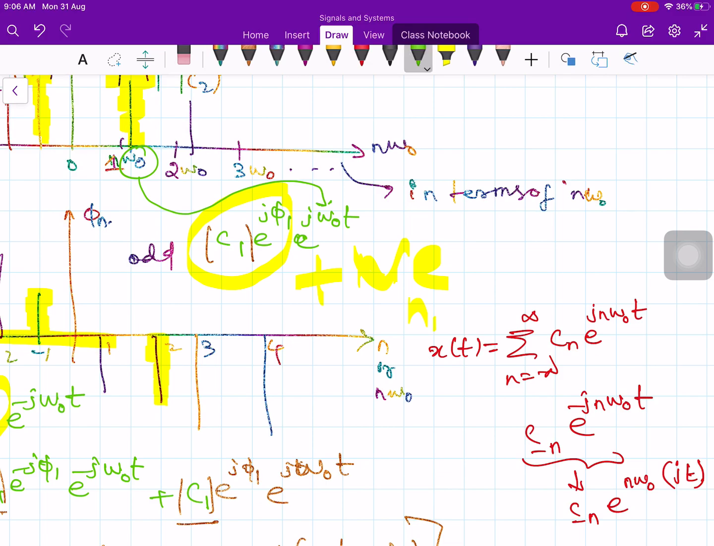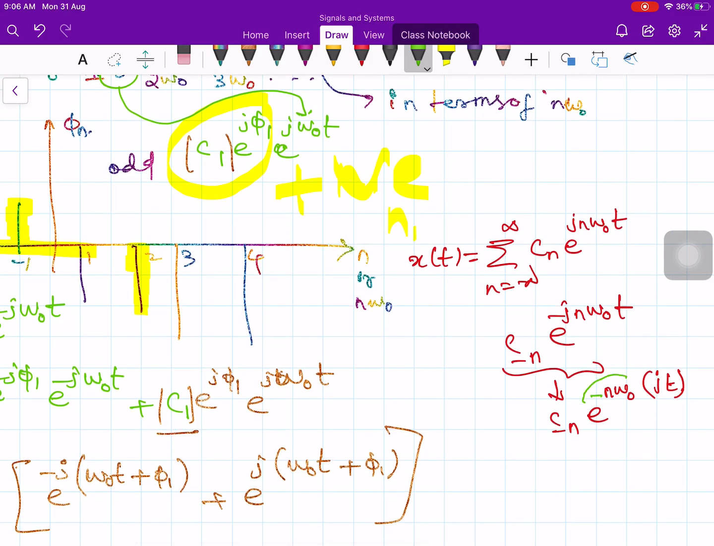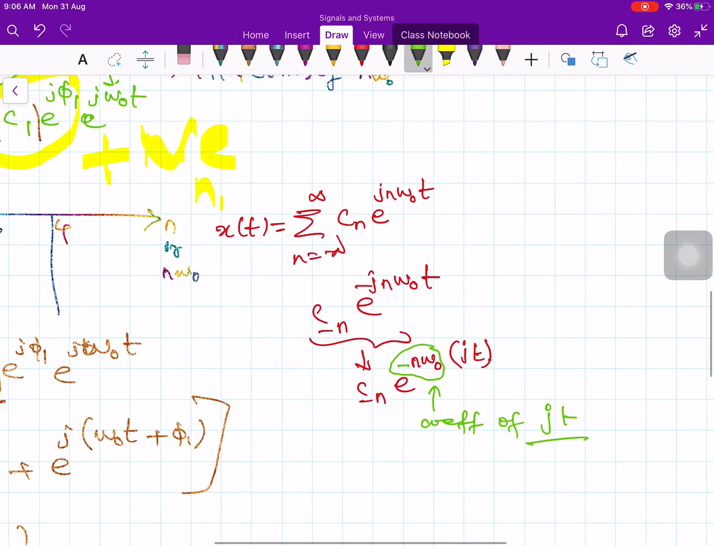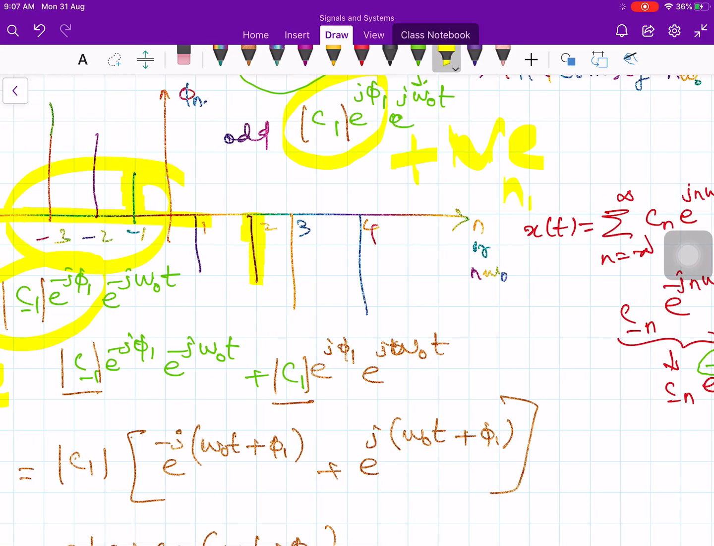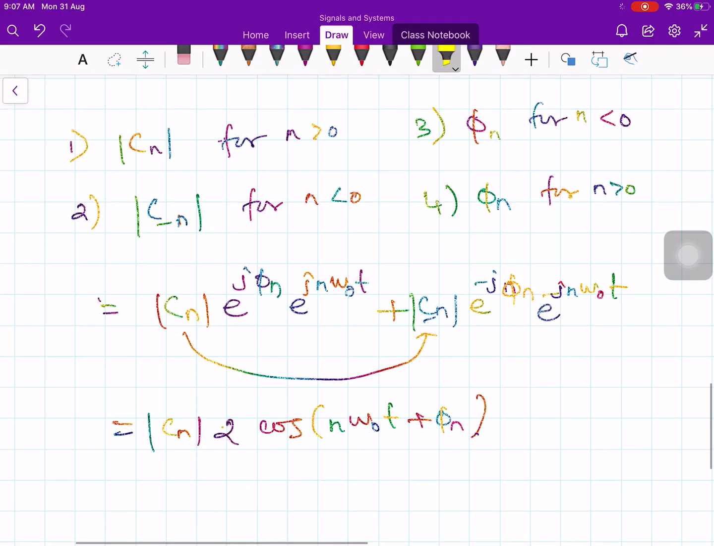Now, what is this minus n omega naught? It is just a coefficient of what? The jt term in the exponential representation. Even though these frequencies are negative, if you combine the positive and the negative terms together, it provides you a real frequency of n omega naught. Where is the real frequency? This is the real frequency.